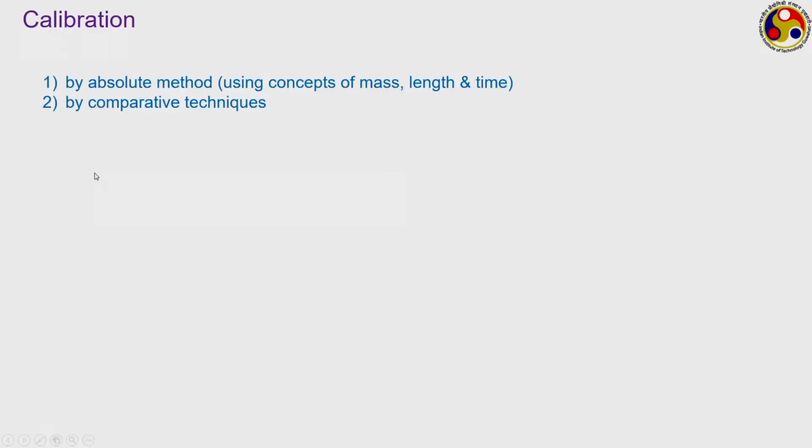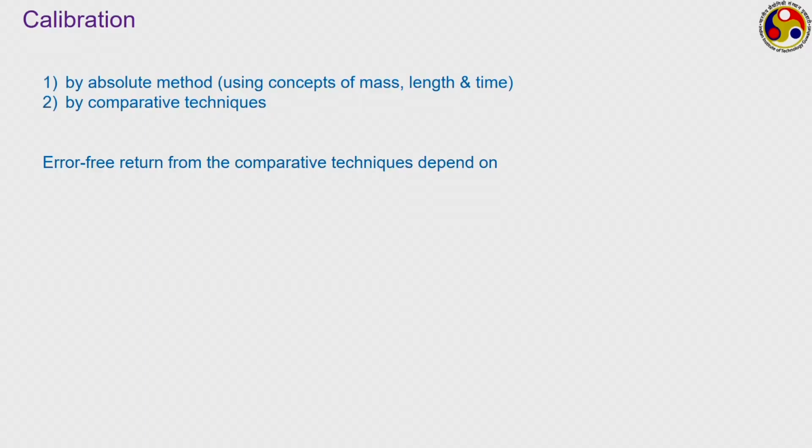And the most common method of calibration, actually all the methods of calibration can be categorized into two parts. One is the absolute method, where we use the concepts of the fundamental units, the definition of fundamental units, that is mass, length or time, or the general common one, the comparative techniques. In case of comparative techniques, we compare the vibration of the member that we are looking to analyze with some standard equipment, and their vibration levels are compared, from where we generally try to get a calibration.